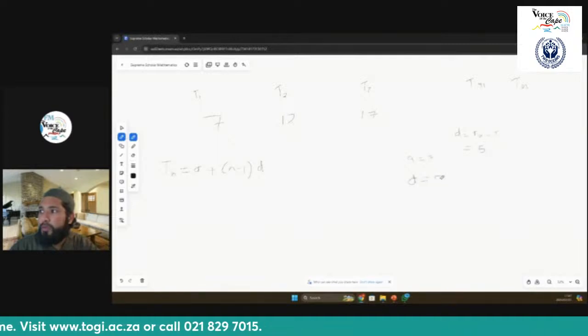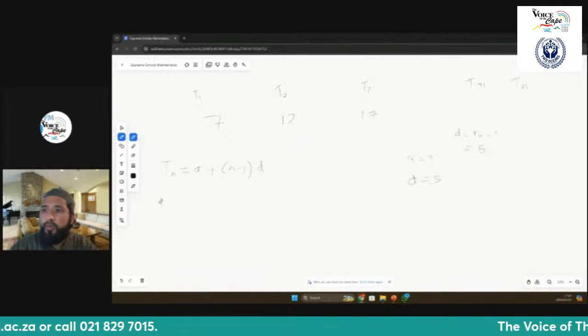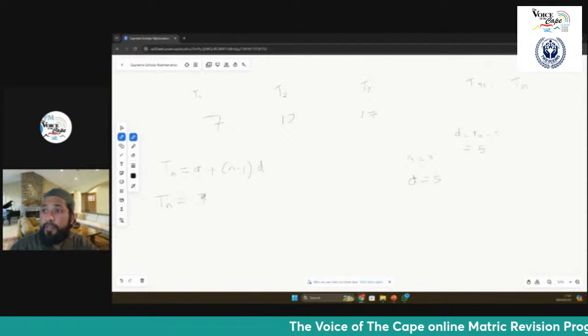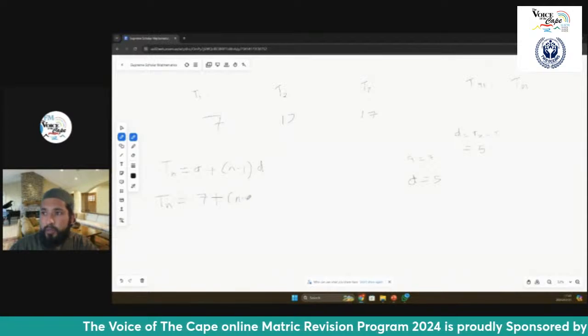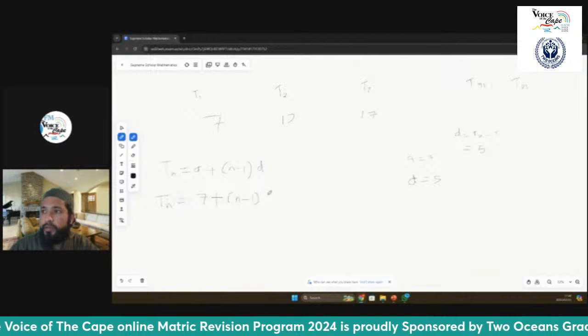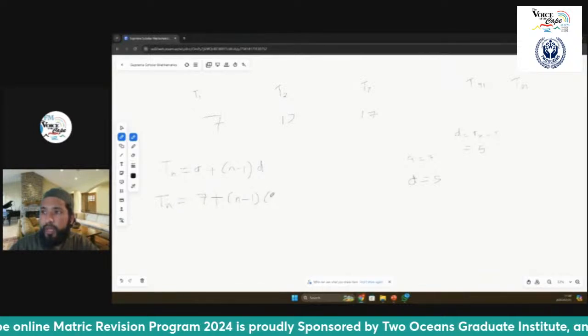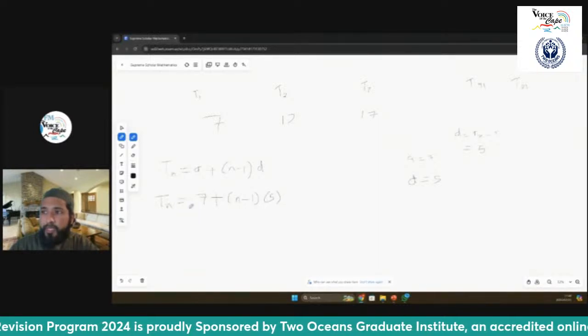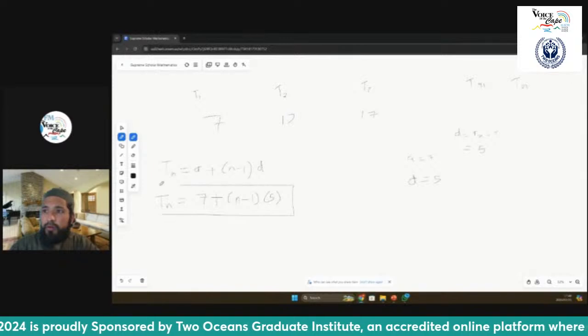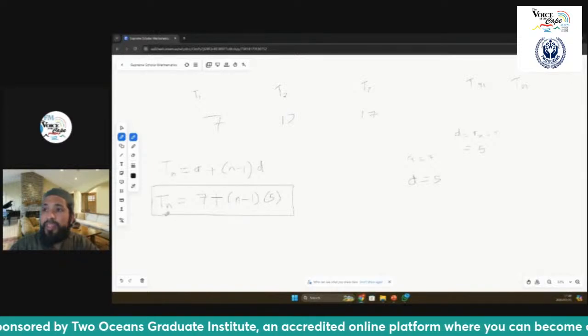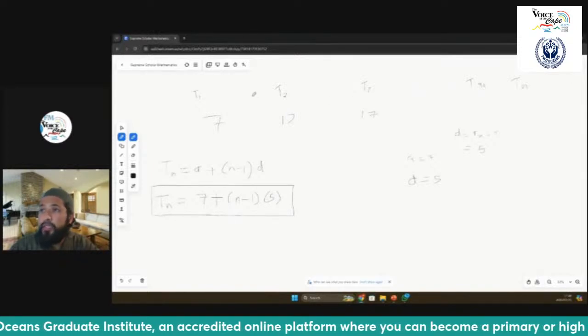And then we simply just put these values into our general formula. Tn is equal to 7 plus (n minus 1). Don't put a value in for n yet. And the difference is 5, so it's multiplied by 5. That's it. So now we have our general formula, and this general formula will allow us to find the value of any term in the sequence.